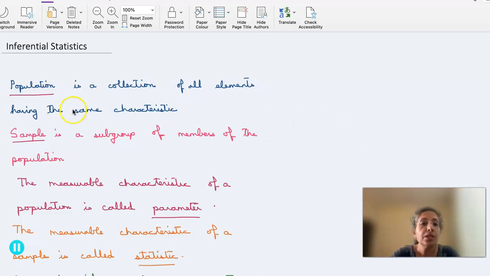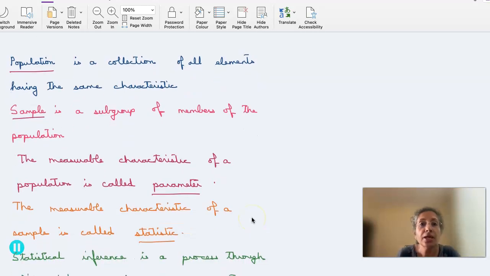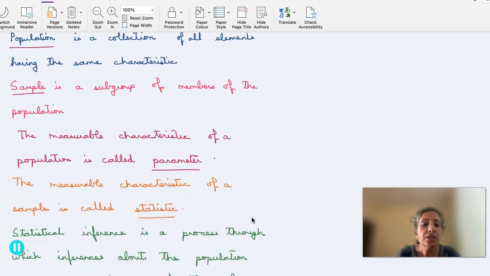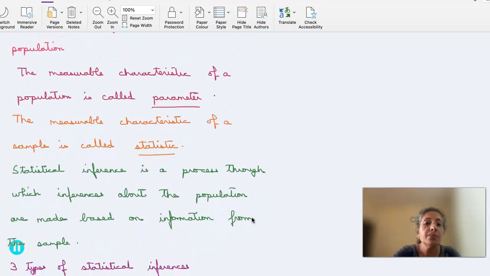So what is a population? A population is a collection of all elements having the same characteristic. A sample is a subgroup of members of the population. And the measurable characteristic of a population is called a parameter. If you can measure some particular characteristic, for instance, the height or the weight, the measurable characteristic of a sample is called a statistic. So a statistic is the measurable characteristic of a sample.